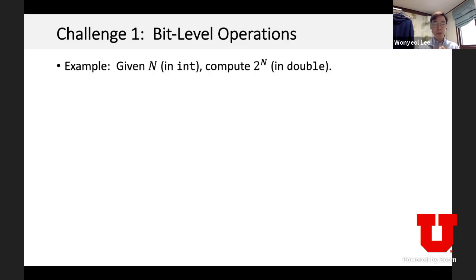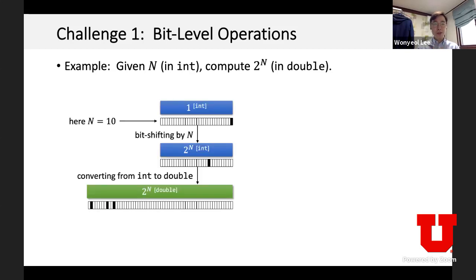This is my favorite example showing that kind of intermixing. Suppose that we are given an integer n and would like to compute 2 to the n as a double precision number. Then a naive way to solve this problem is to bit shift 1 by n to obtain 2 to the n as an integer, and do the conversion operation to get the double precision number 2 to the n. However, this approach has two main problems. First, the conversion operation is computationally expensive. And more importantly, this approach works only for a small range of inputs. Actually, there is a more efficient and scalable way to solve this problem.